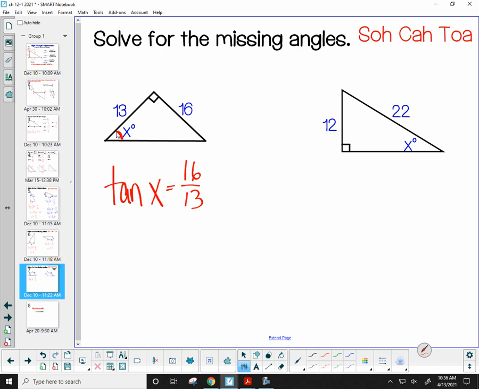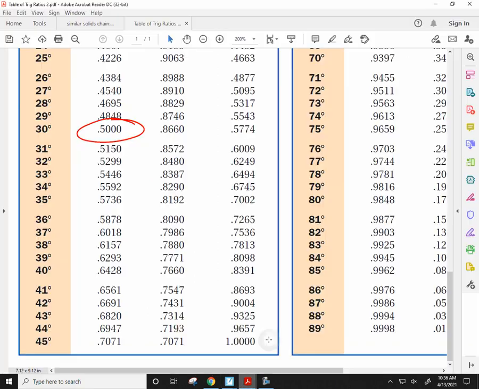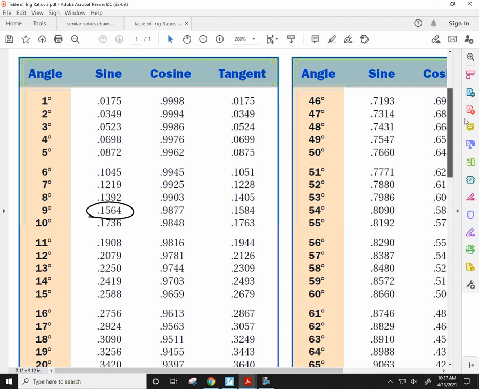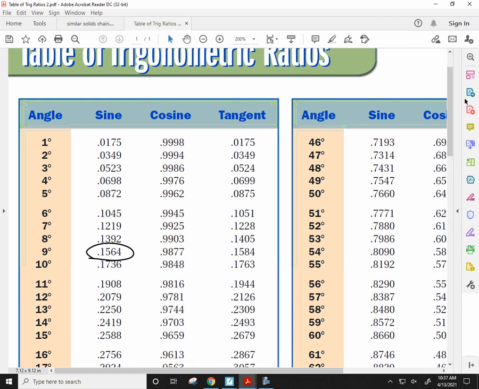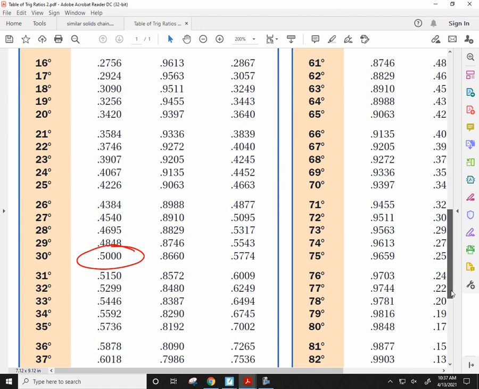So what we're going to tell our calculators to do is 16 divided by 13, which is 1.230769231. So in a second, we're going to tell our calculators to go to that table, and in the tangent column, which is the third column here, we need to find the ratio that's 1.230769 and so on. So I would go down my list.